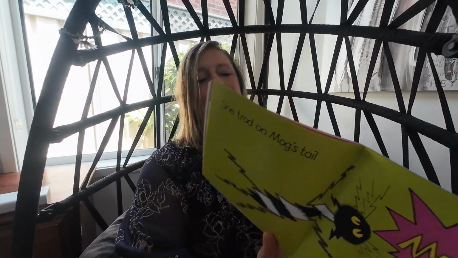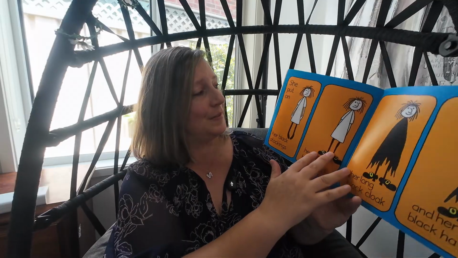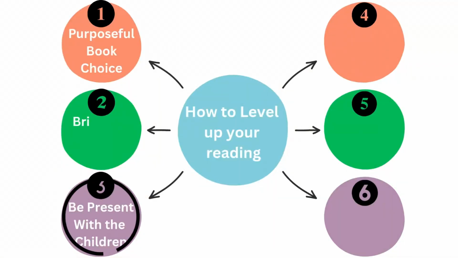You don't? If you read in monotone, anything that you say will feel boring. Children at this age are still processing language. Your non-verbal skills are just as important as your verbal skills. Any emotion that you put into your story is going to be contagious, and the children are going to feel that. Third concept, be present with the children.